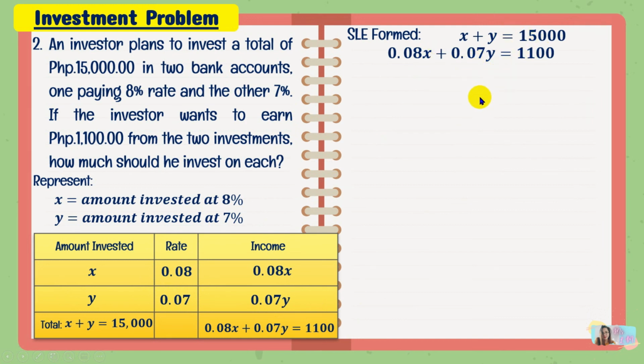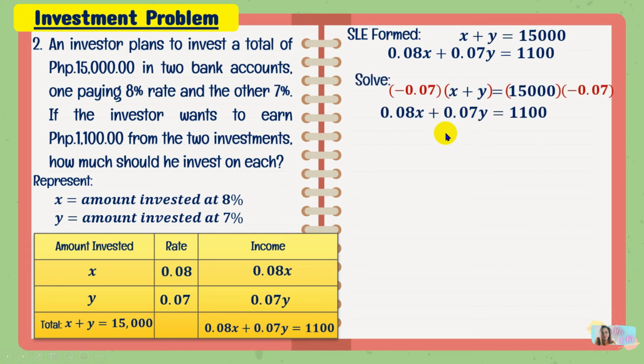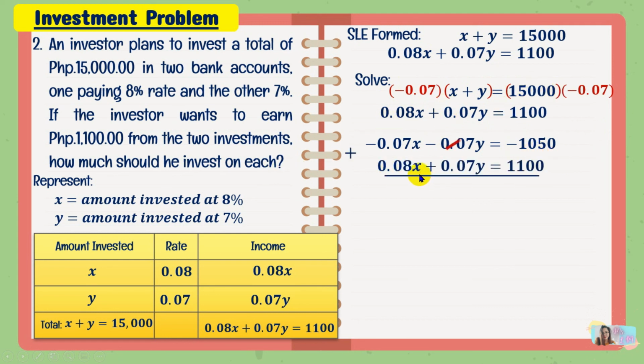So, kung kanina ang in-eliminate natin is yung x, try naman natin yung eliminate yung ating y. So, opposite of positive 0.07, that is negative 0.07. So, multiply natin, negative 0.07 times x. So, ito yung result. Negative 0.07 times y. Ito po yung result. And then, 15,000 times negative 0.07. That's negative 1,050. And then, add natin yung second linear equation. May makakancel tayo. 0 na yan.